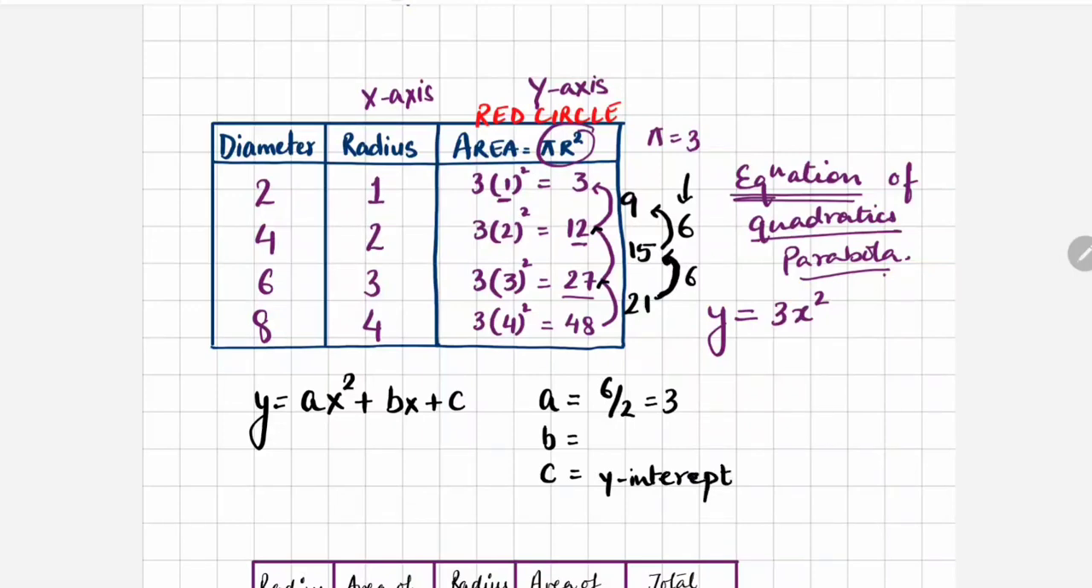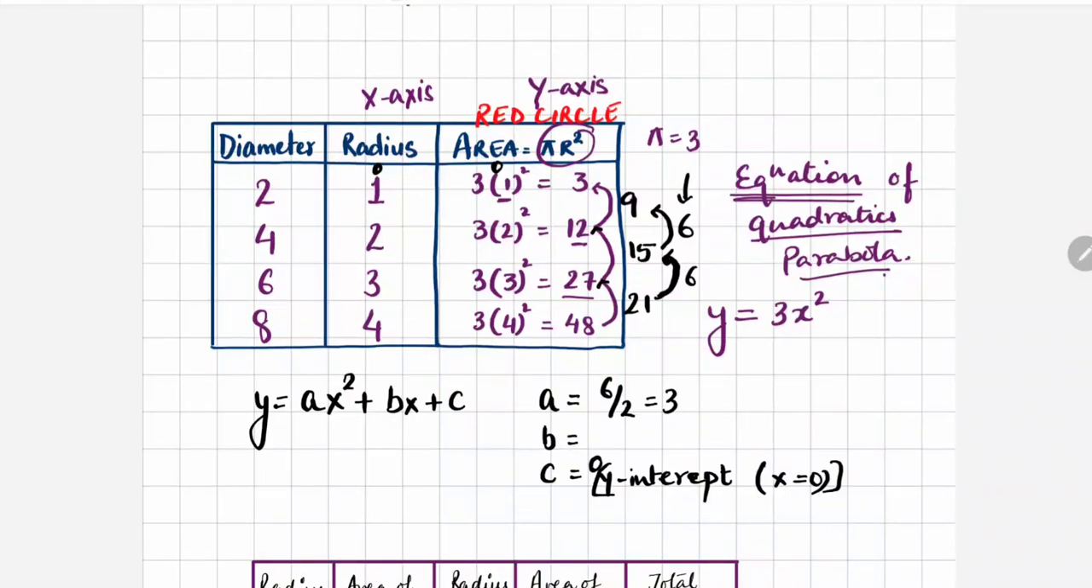Right, c is your y-intercept. That means your x value is 0 here, right? So when x is 0, what is the y value? So here when radius is 0, the area is also 0 in this case, right? So your c value is 0, right? Because that is your y-intercept.